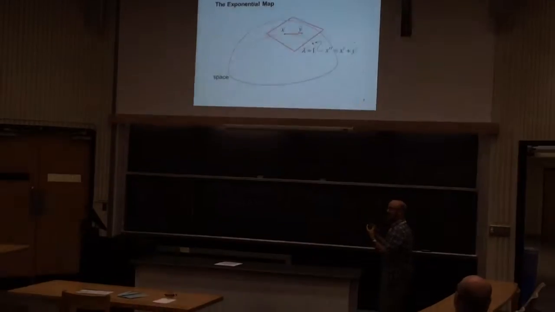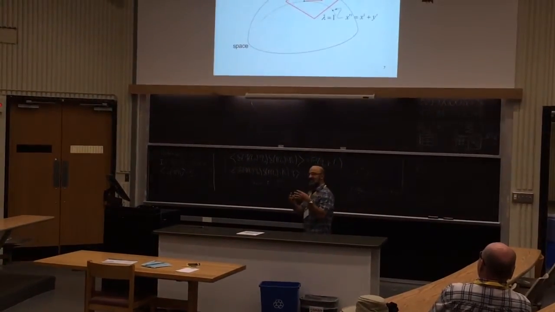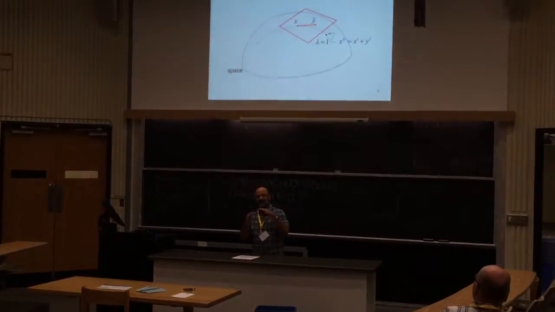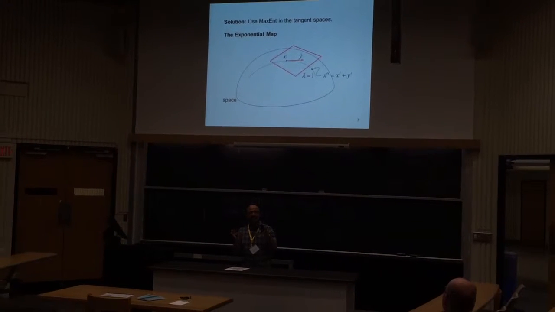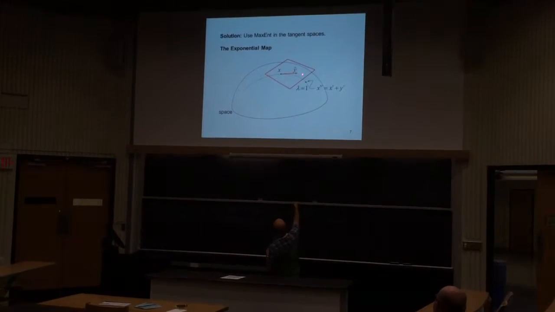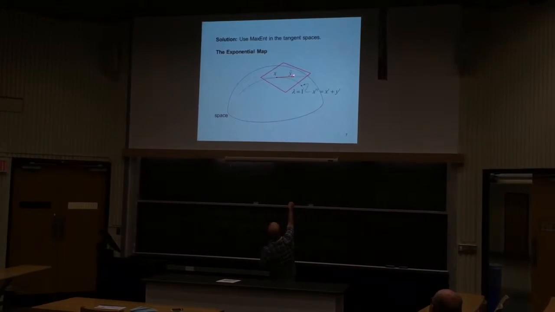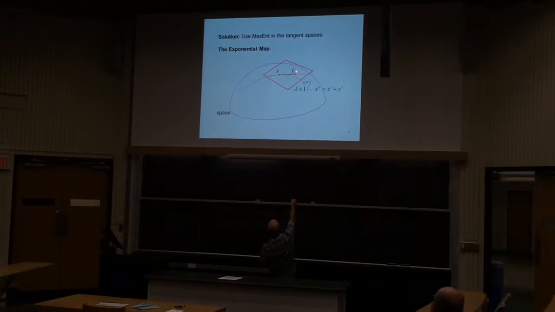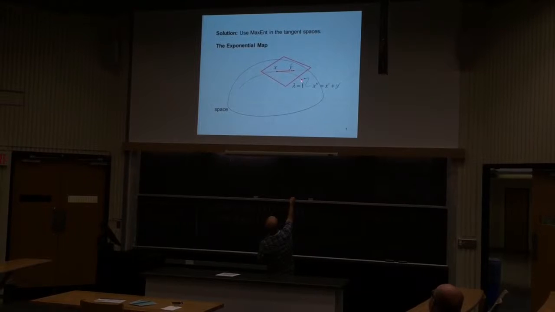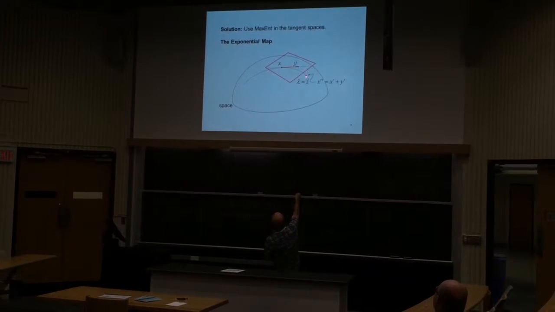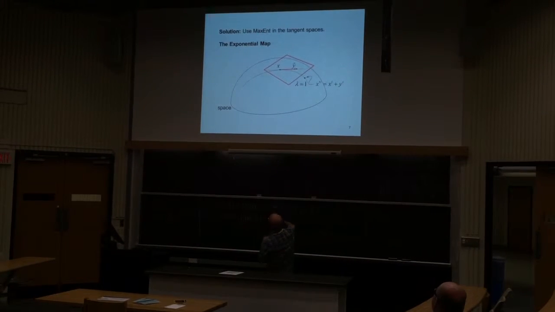Now this is a very, very clever choice of coordinates. It has lots of very interesting properties. What it allows me to do is to say that to each point on the tangent plane, I can associate a point on the curved space. That is called the exponential map.